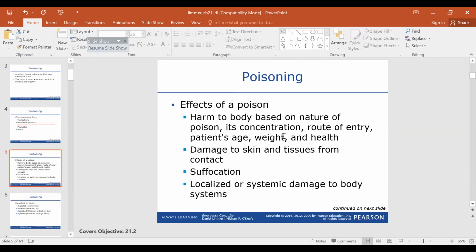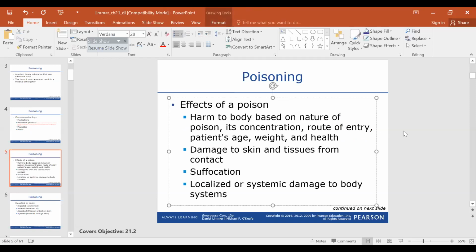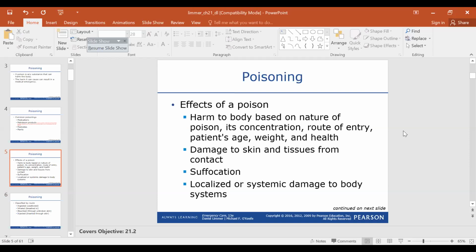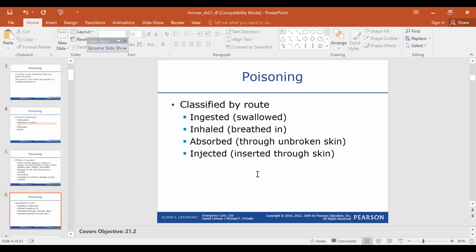Weight has a lot to do with how fast it's going to affect your body and how much damage it's going to actually cause. So damage to skin and tissues from contact, that would be a poison that is absorbed through the skin. Suffocation, we're talking about inhaling a poison, localized or systemic damage to the body. So these are the routes, the four routes that poisons can get into your body from. I'd go ahead and write these down somewhere.